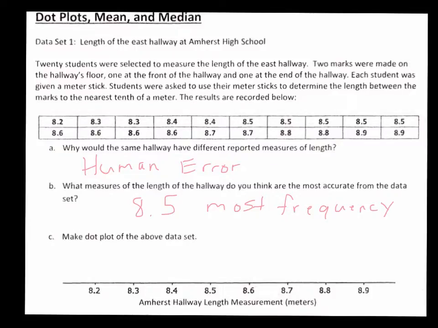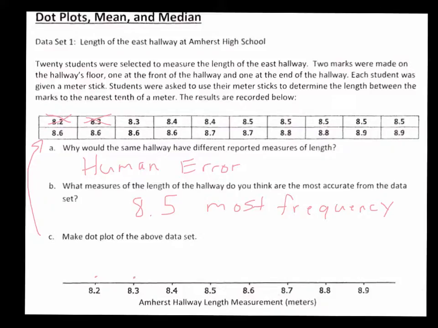All right, so onto our dot plot. It says make a dot plot of the above data set. So if we go back up here, there's our data. We need to now chart this on our dot plot here. So here's our number line. They've set it up so that there's a data point for each number from 8.2, which is the lowest, all the way up to 8.9, which is the highest. So let's go through and dot plot, and make sure that we cross off the number when we count it. So 8.2, there's our dot.